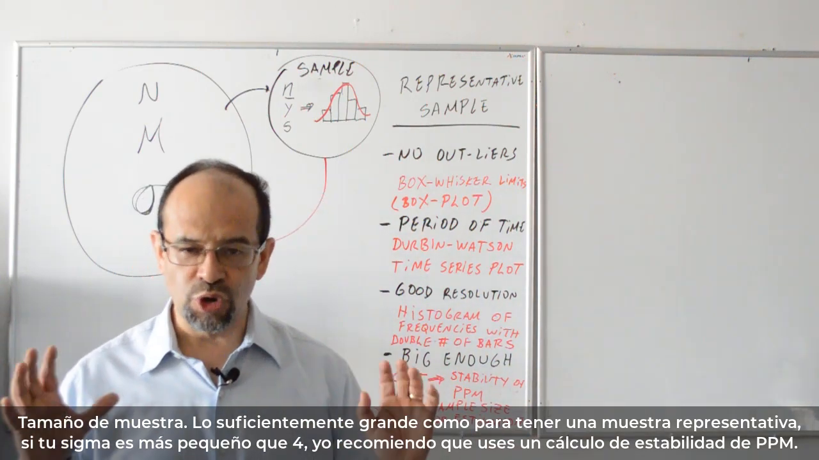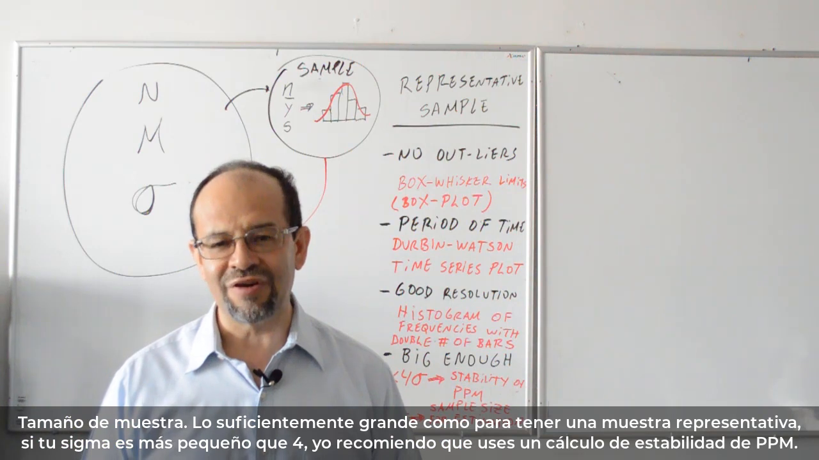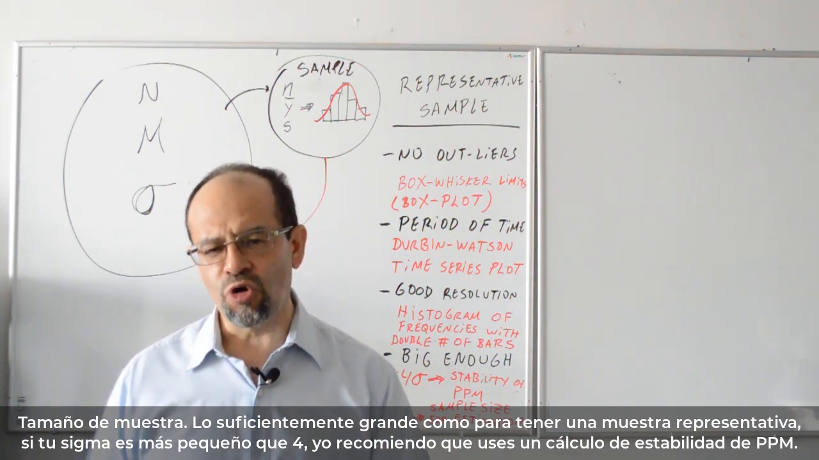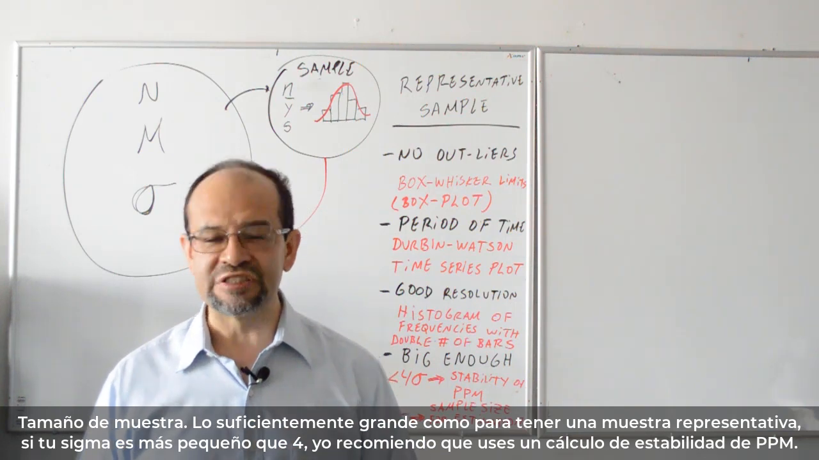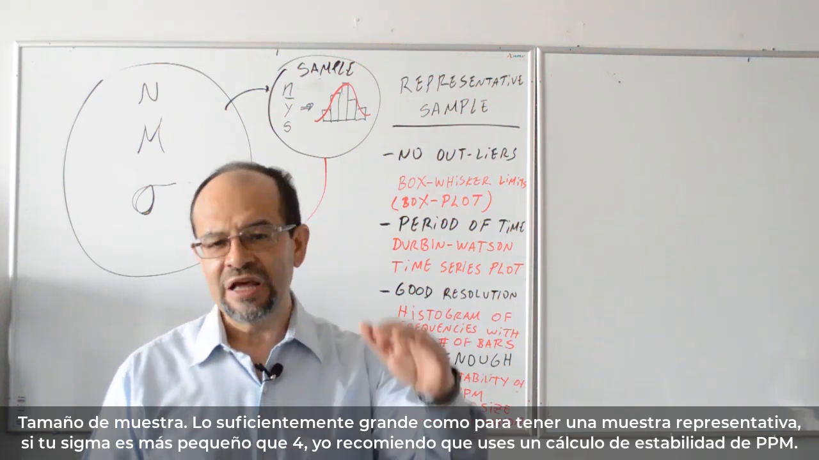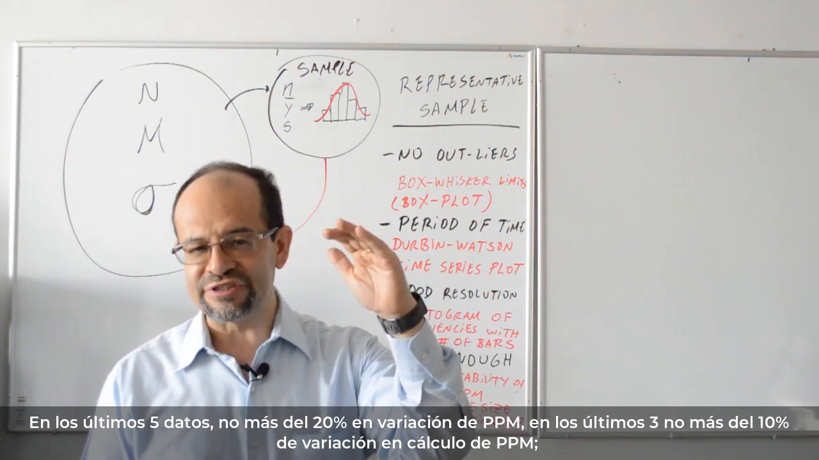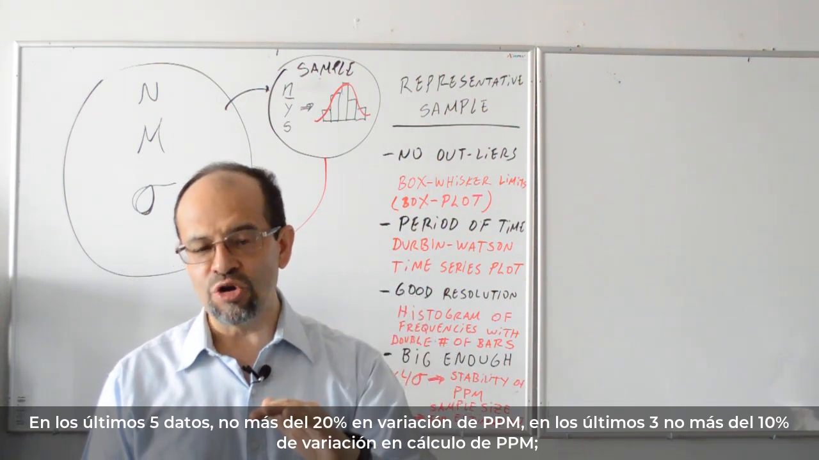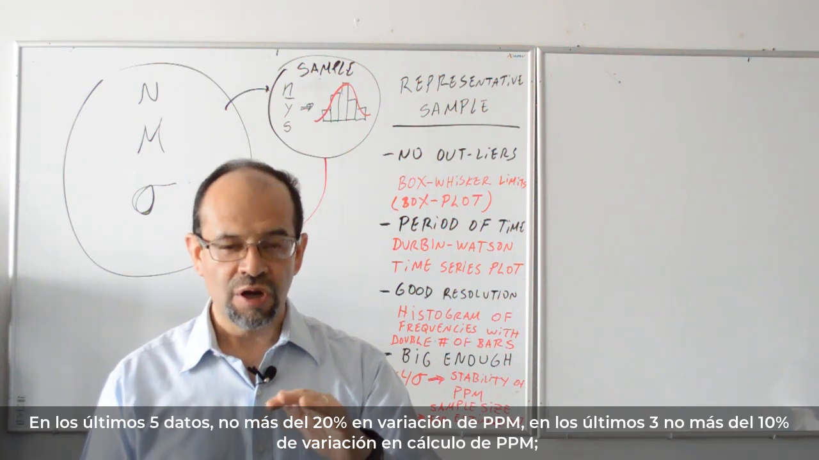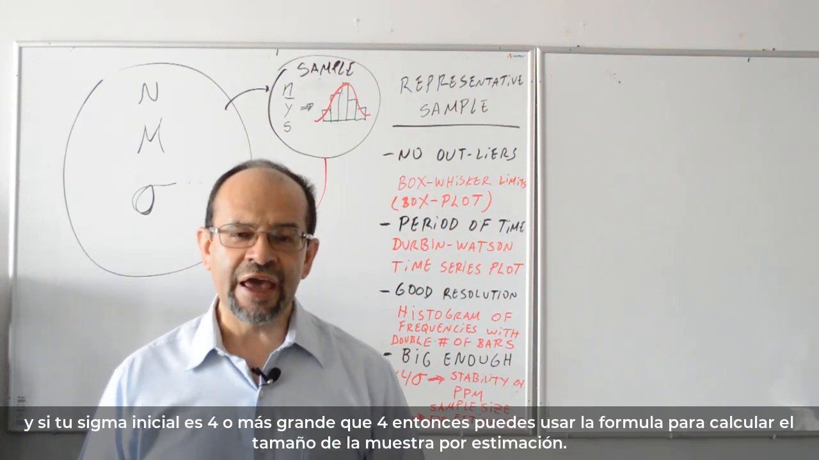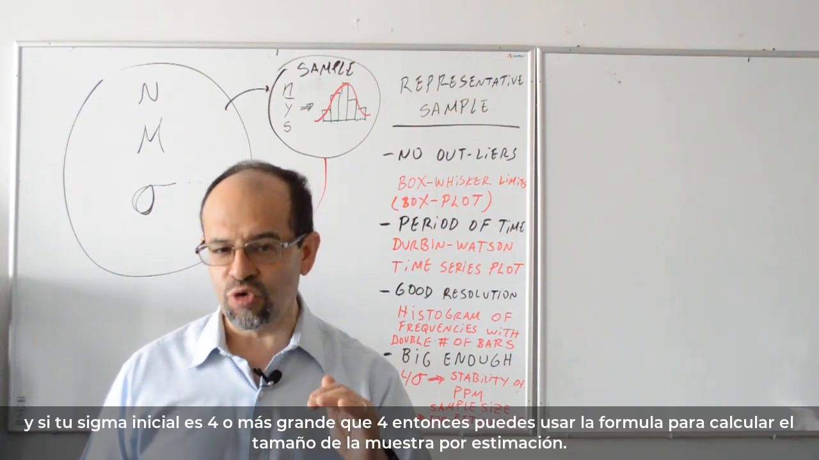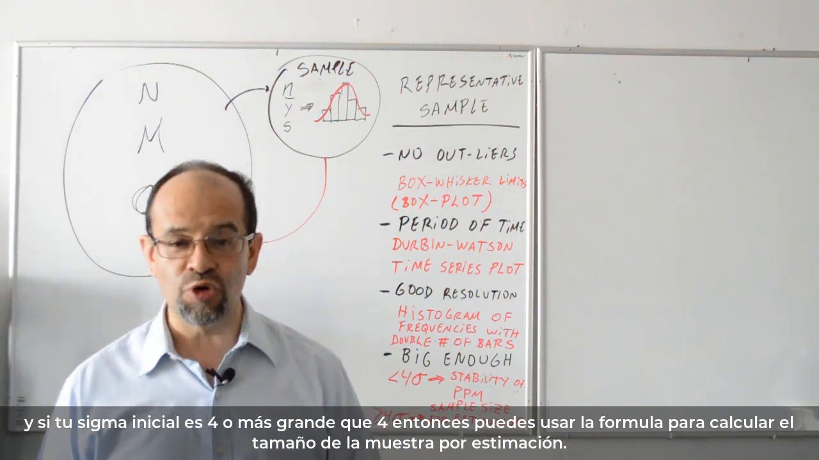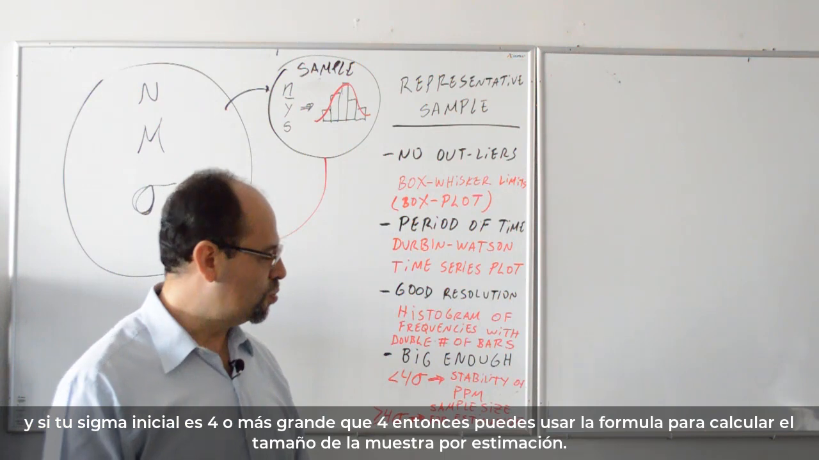It has to be big enough to be a representative sample. If your sigma is smaller than 4, I recommend that you use a stability of PPMs calculation. Last 5, no more than 20% variation in PPMs. Last 3, no more than 10% variation in the PPMs calculation. And if your initial sigma is 4 or greater, then you can use the formula to calculate the sample size for estimation.